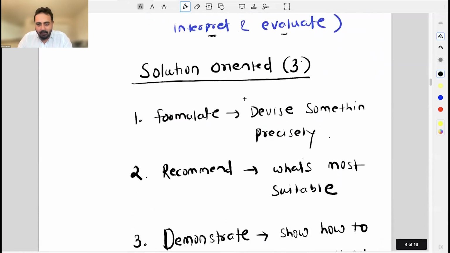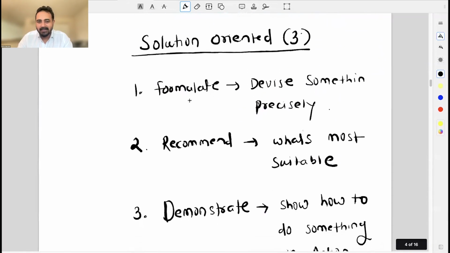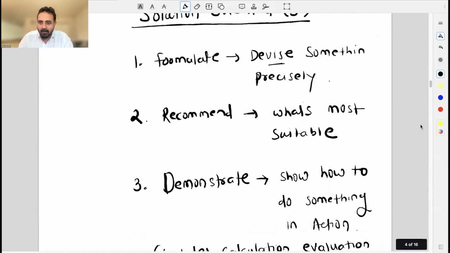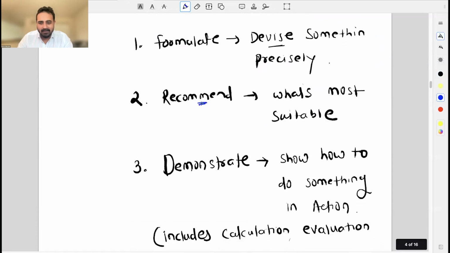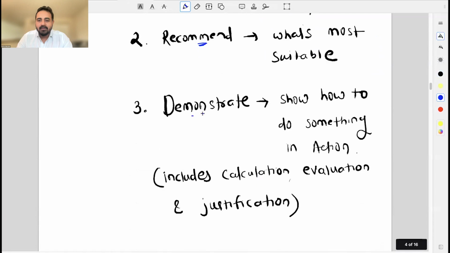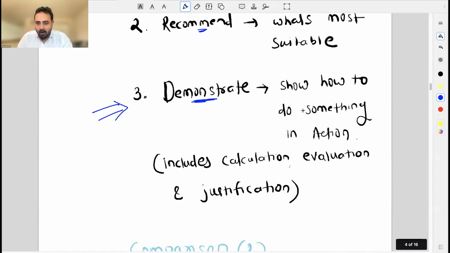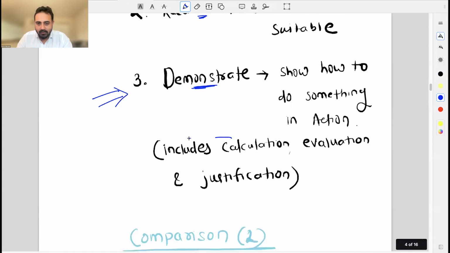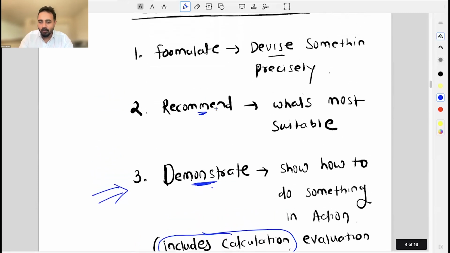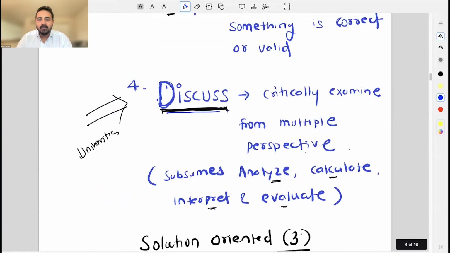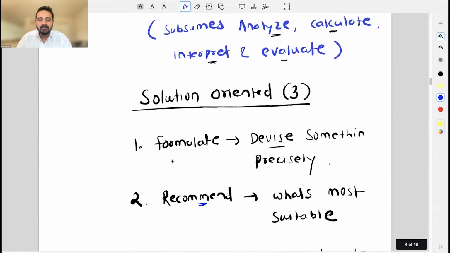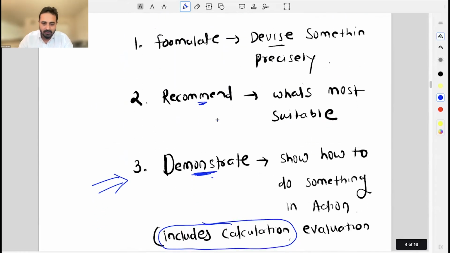Then some solution oriented command words. The first one is formulate. Typically formulate hypothesis, formulate IPS, so you have to devise something. Second command word is recommend. Again, recommend is straightforward, recommend good strategy, recommend this, recommend that. Demonstrate is a slightly larger command word. Again, it shows you how to do something in action. This also includes calculation. Okay, so remember, demonstrate includes calculation. It's okay to show that. Plus discuss also includes calculation, right? So discuss, demonstrate, and the previous one that we saw.